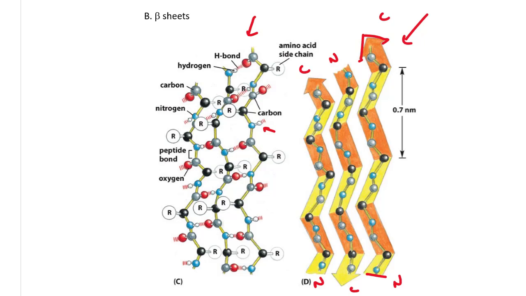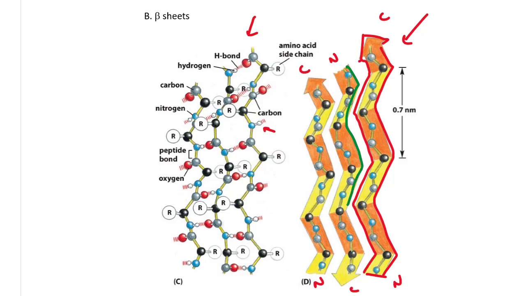So each single one of these strands, each single one of these polypeptides that are part of the beta sheet, is called a beta strand. So for example, this right here is a single beta strand. And the next one over is another beta strand. And the one next to it is another beta strand.